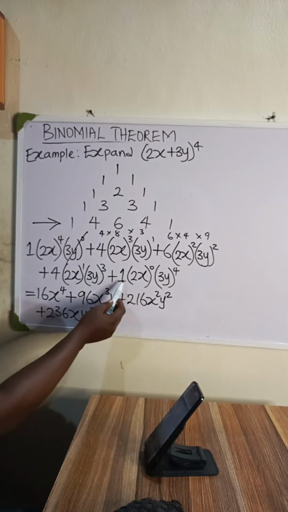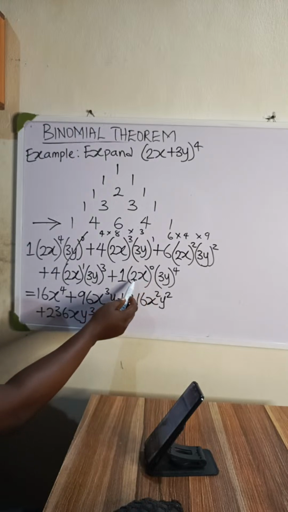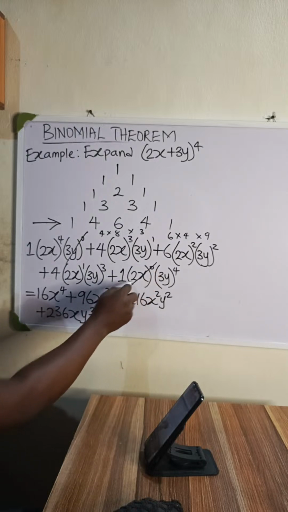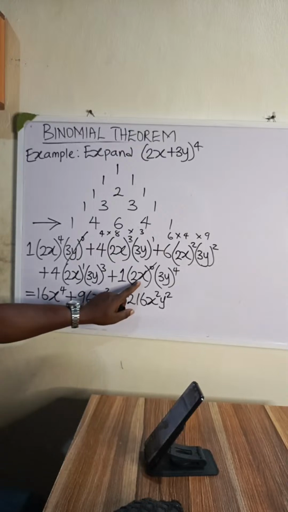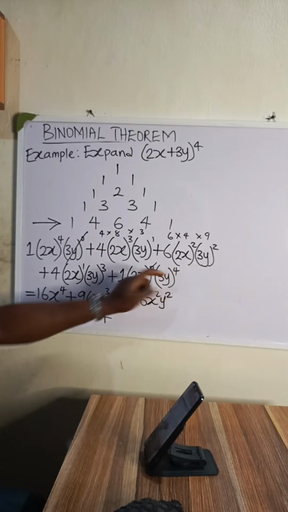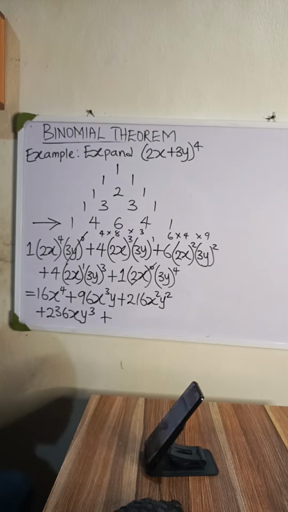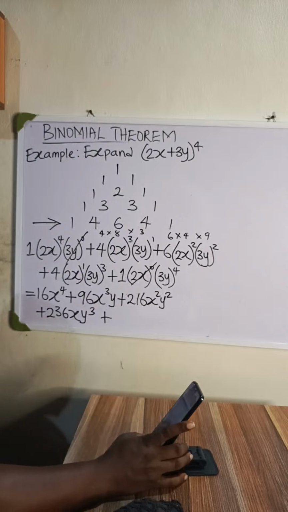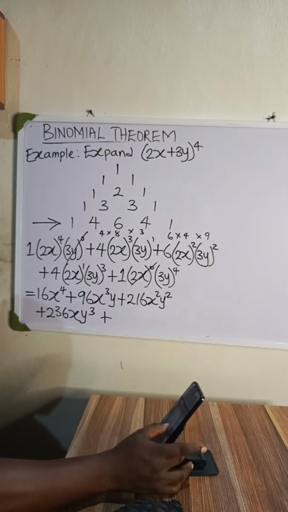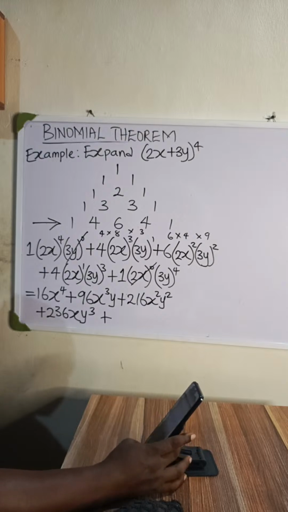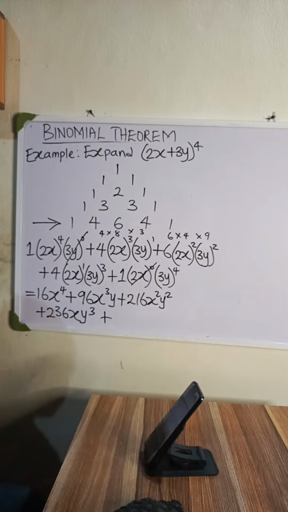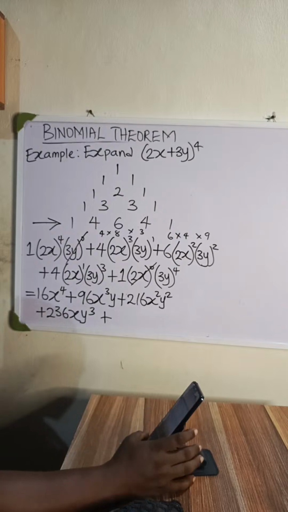Plus 2 to the power of 0. 2x to the power of 0 is going to give you 1, right? So everything here is equal to 1. So 3 to the power of 4. What's 3 to the power of 4? Plus 3 to the power of 4.